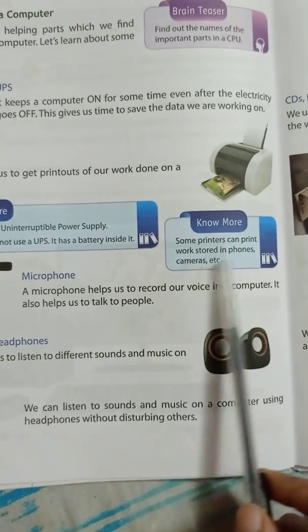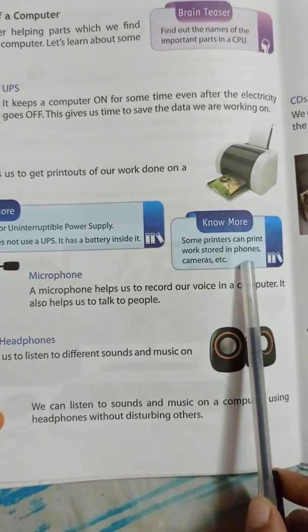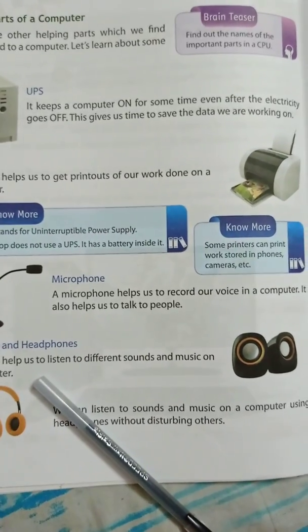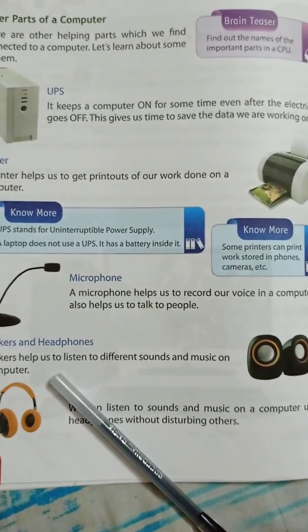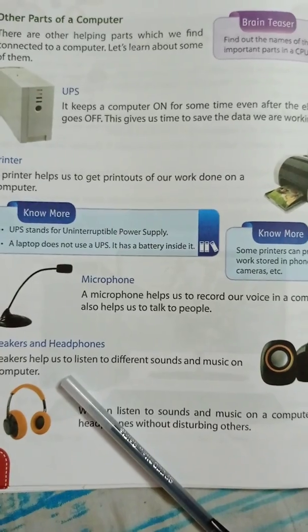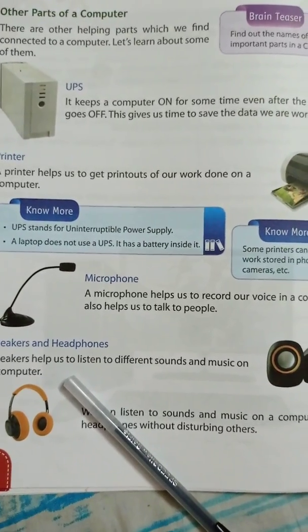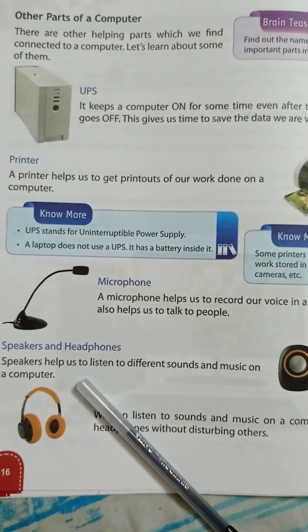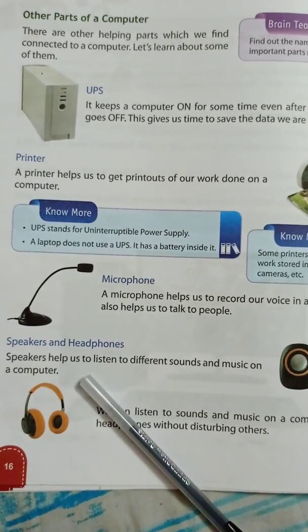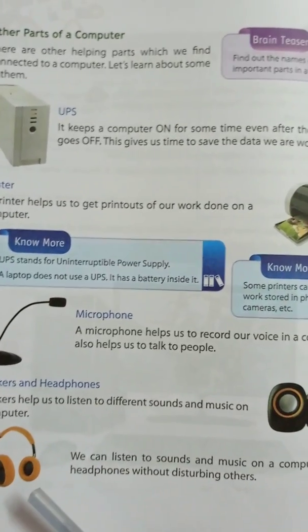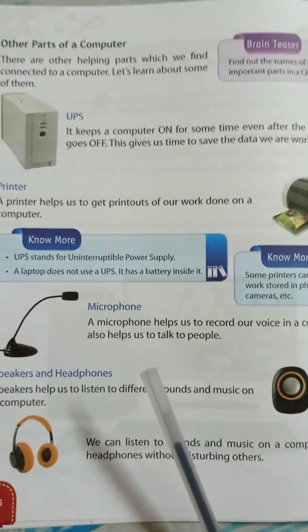Some printers can print work stored in phones, cameras, etc. It can be a color printer also. There are different kinds of printers: dot matrix printer, color printer, laser printer. With the help of them you can also get the printout of colored pictures.